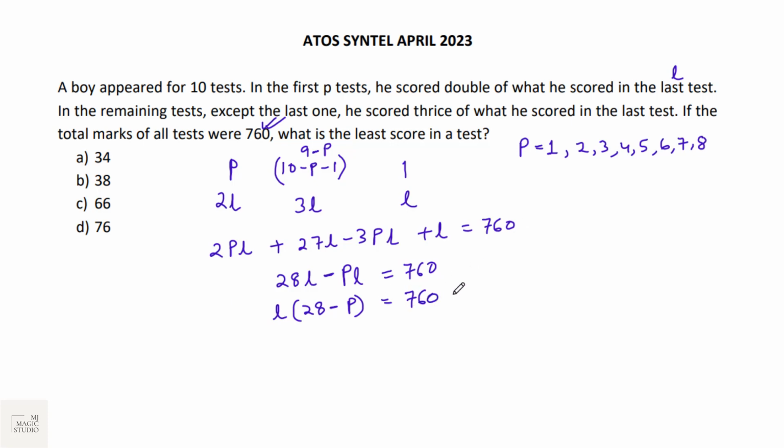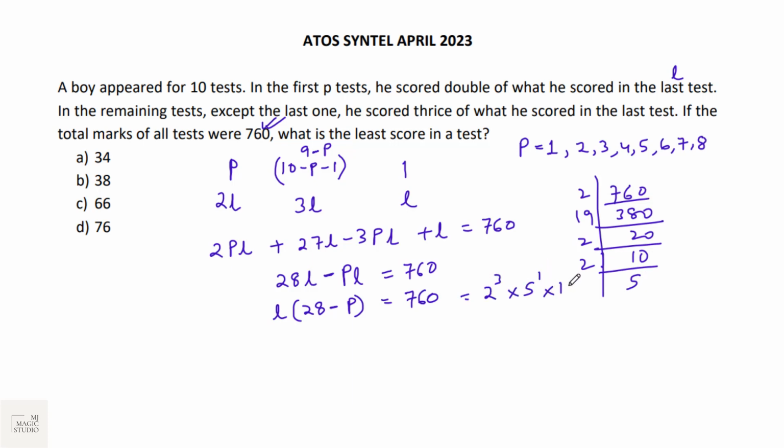Now factors of 760 would be 2, 380, we'll go 19, 20 times, again 2, 10, 2 and 5. So this number is 2 to the power 3 into 5 to the power 1 into 19 to the power 1. We are looking out for the value of L. And L into something is equals to 760. Now P can assume value from 1 to 8.